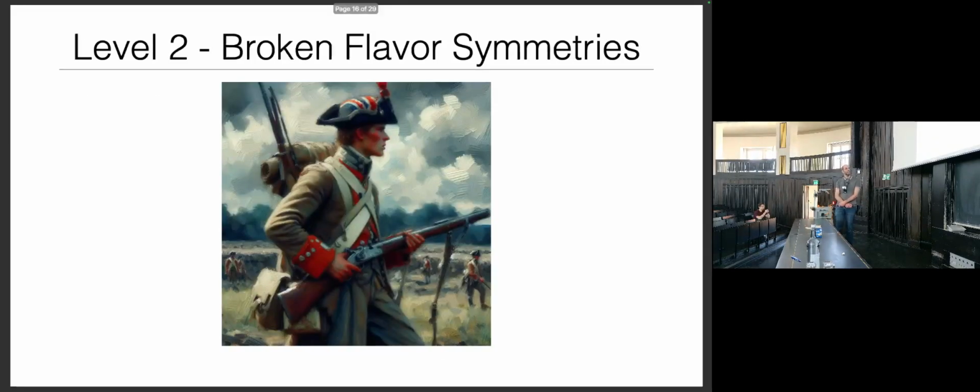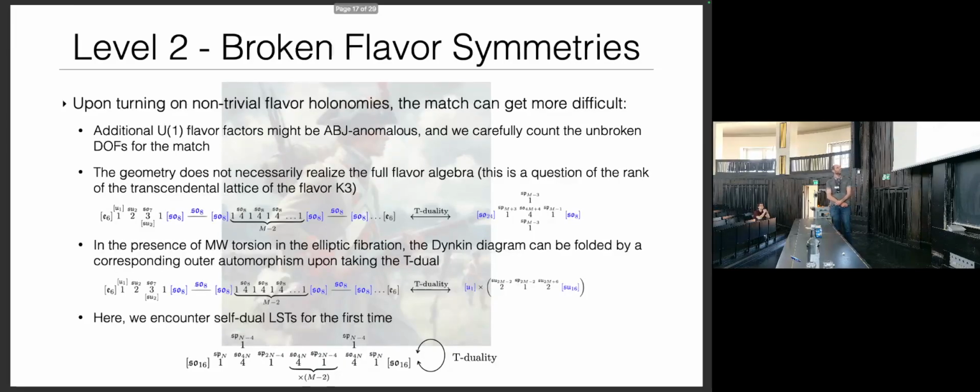Good. So the next level of complication, you can turn on these non-trivial flavor holonomies, meaning you can break the E8 times E8 or the SO32 to, let's say, E6 times E6. And then we can build something here by fusing together, by gauging. In this case, we broke E8 times E8 to E6 times SO8, and here to SO8 times SO8, and then we can gauge the common flavor algebra here and create longer theories.